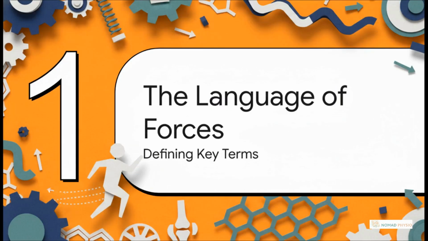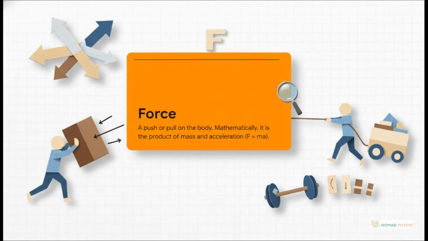All right, first things first, we've got to learn to speak the language. So, let's start with the main character of our story today, force. What is it really? Well, at its absolute core, a force is just a push or a pull on the body. That's it. We're going to focus mostly on external forces, things coming from outside of you. And the cool thing is, physics gives us this incredible, simple little equation to wrap our heads around it. F equals m times a. Force equals mass times acceleration. Remember that one, okay? It's kind of the key to everything we're talking about today.